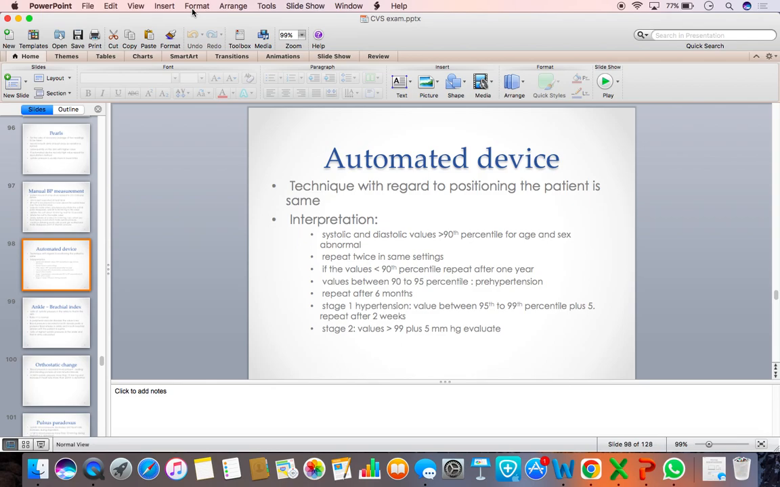And stage 1 hypertension is defined as the values between 95th to 99th percentile plus 5. And in such occasions, repeat the reading after 2 weeks. At this stage, the values are more than 99th percentile plus 5. Go about to evaluate the condition so as to proceed with the treatment. These are the steps you have got to observe while recording the blood pressure using the automated device.